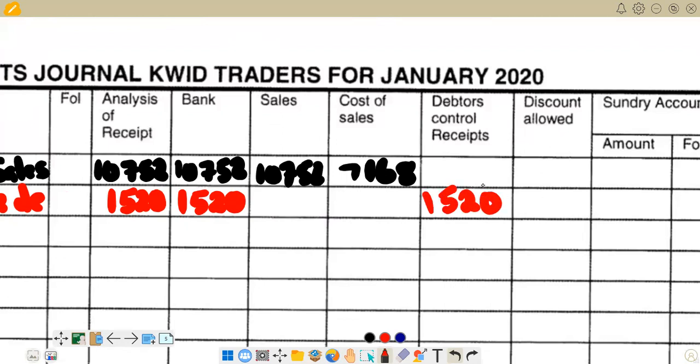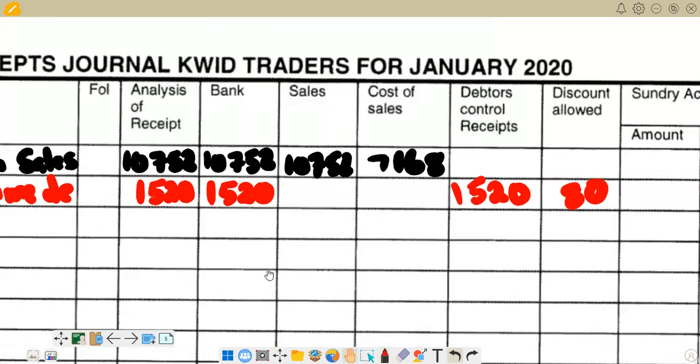And also we've got a discount that we calculated to say 1,600 minus 1,520, and we got 80. So 80 is coming here. So we've got nothing that is going to the sundry accounts columns there, because everything has been entered on the other side. So we now go to the next one.